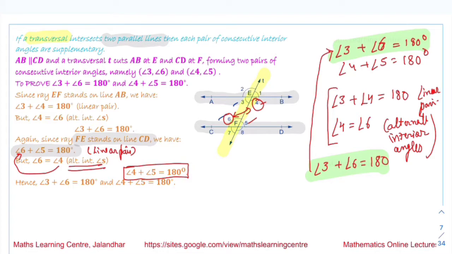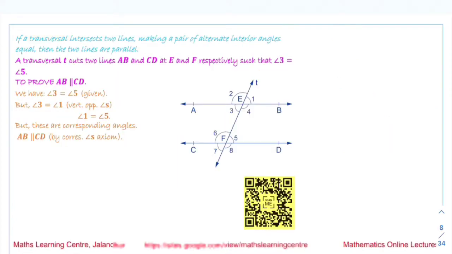Next theorem is, if a transversal intersects two lines making a pair of alternate interior angles equal, then the two lines are parallel. Now this is just the converse of the previous theorem. We are saying now the alternate interior angles are equal and two lines are given. It is not given that they are parallel.